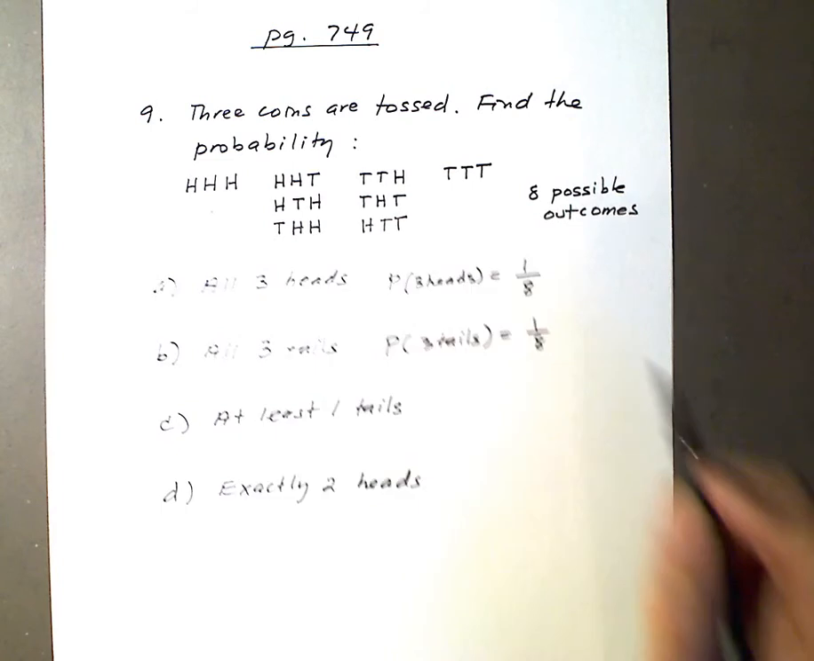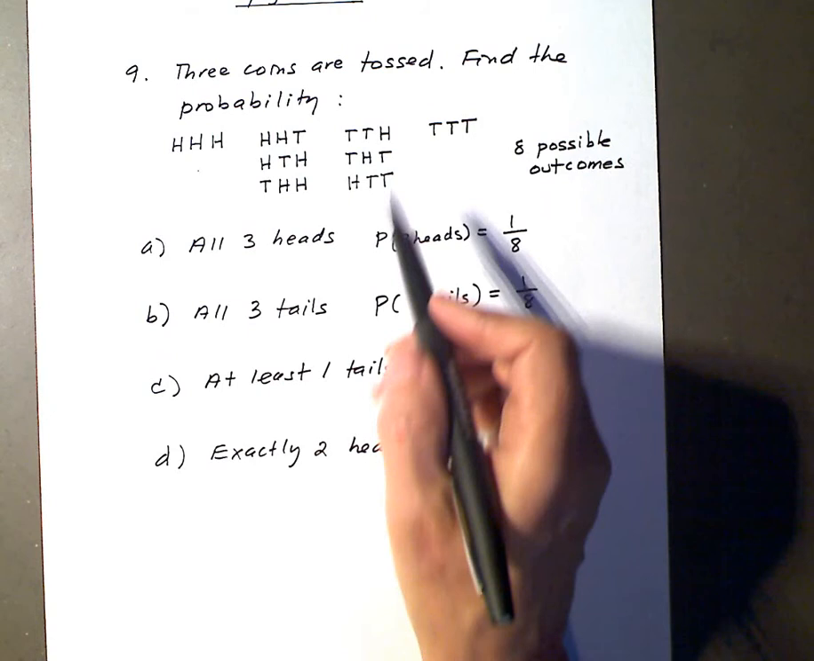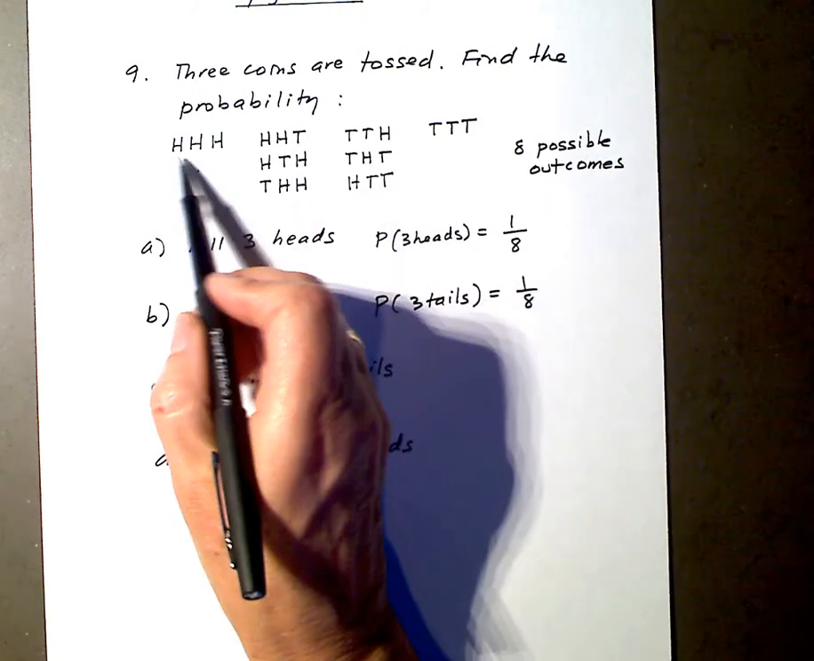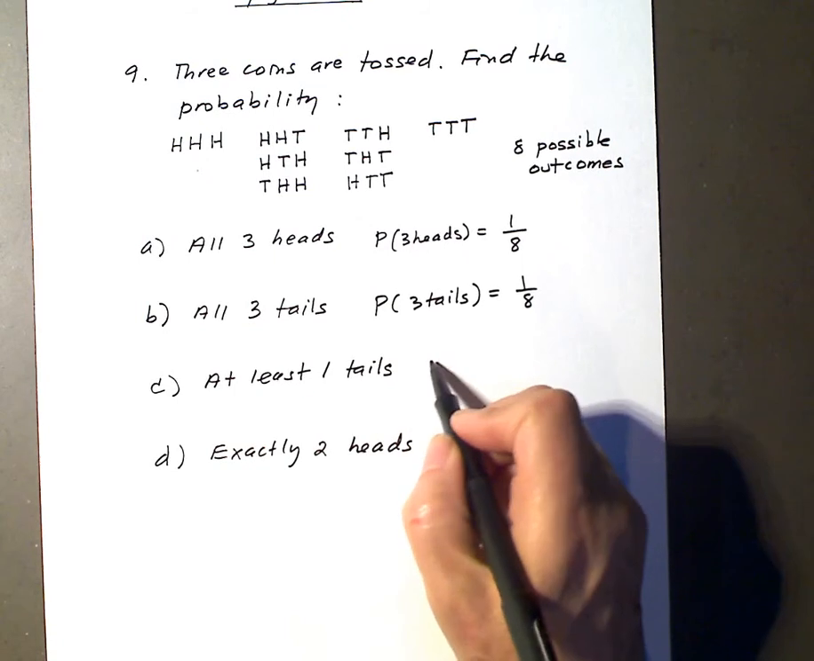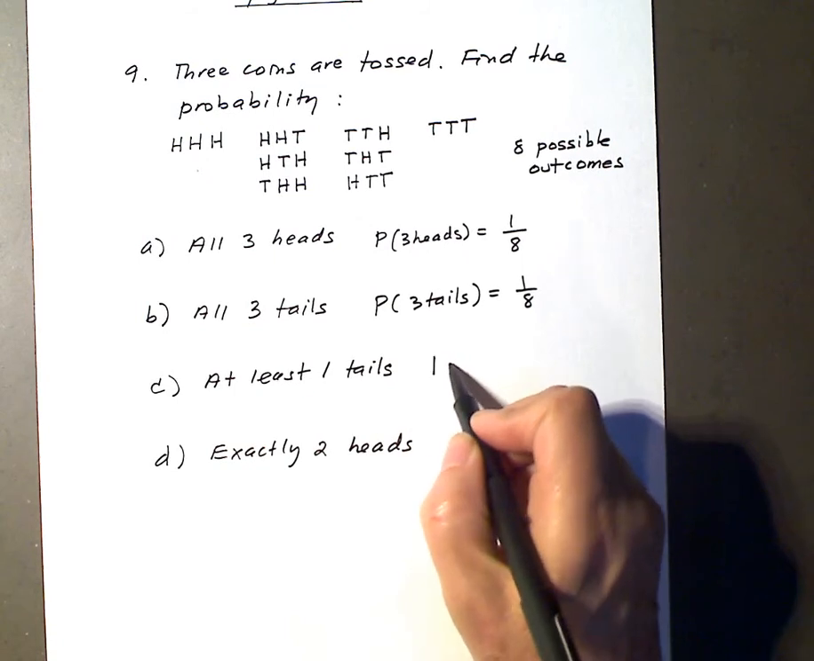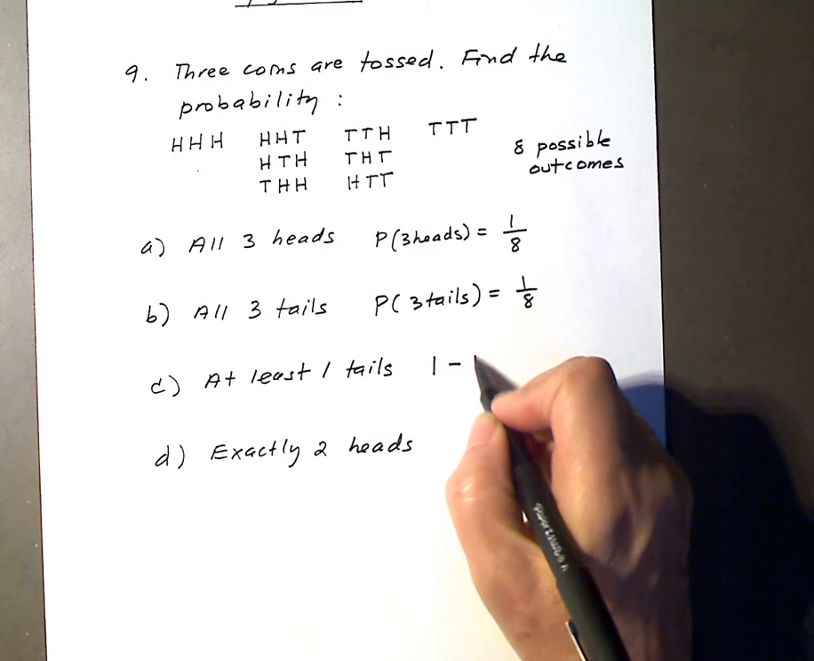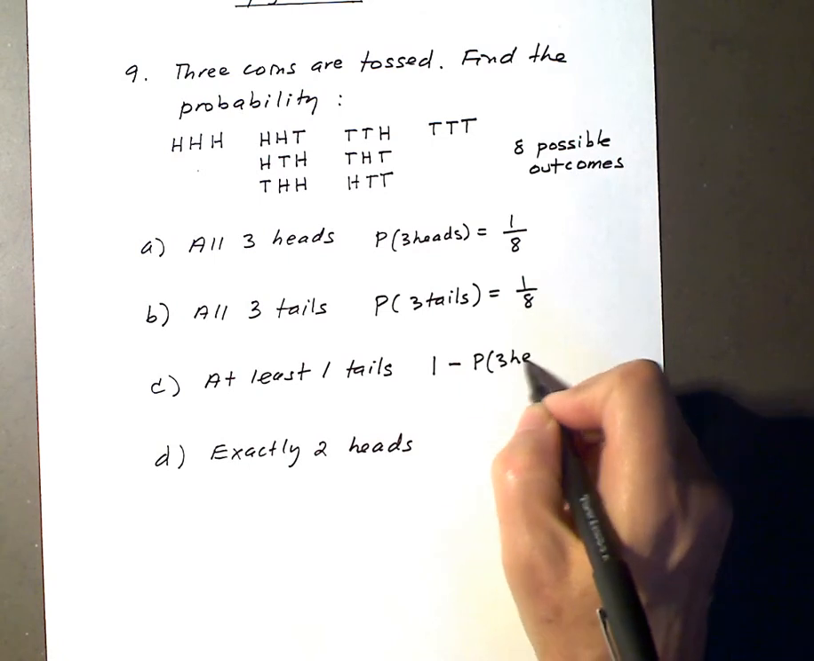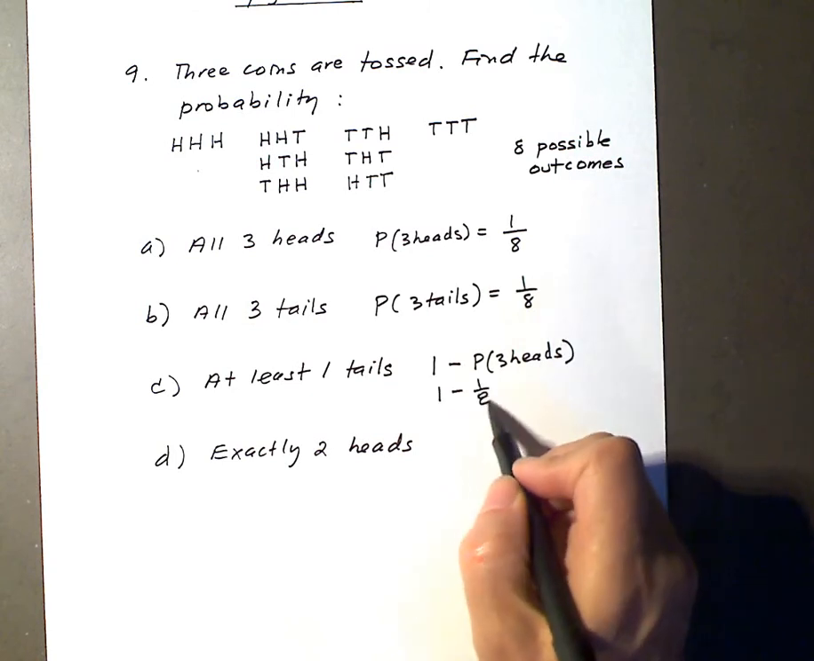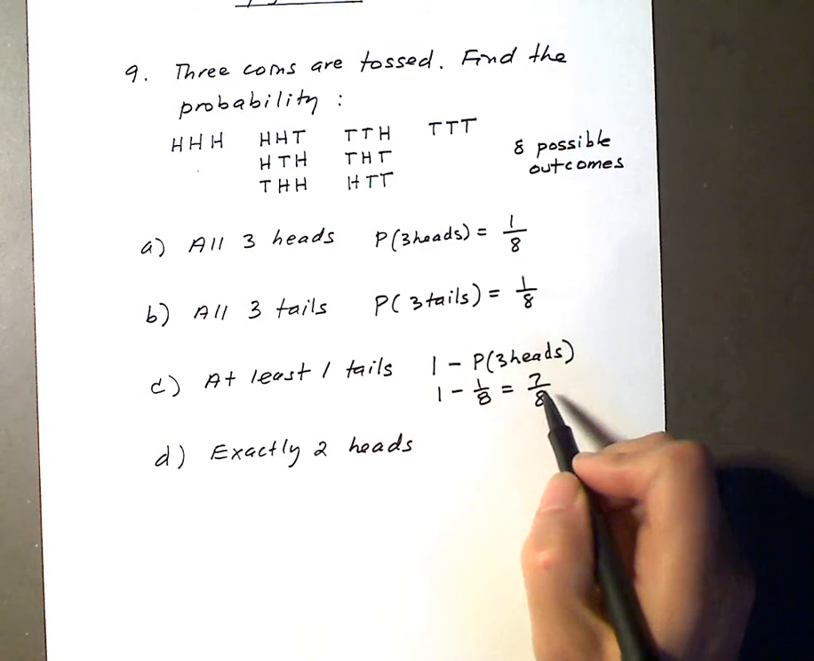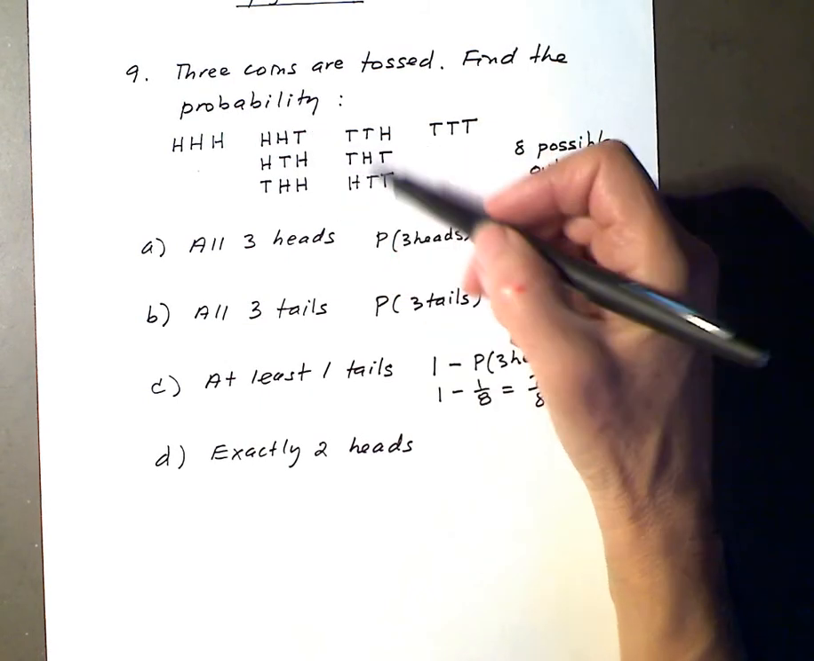The probability of at least 1 tails would be pretty much everything except all 3 heads, isn't it? So we can look at that as the complement. So I can write it as 1 minus the probability of the 3 heads. Okay, so 1 minus 1/8, or the other 7/8. Or you can just count up everything with either 1 tail, 2 tails, or 3 tails, and that's 7 of the 8.